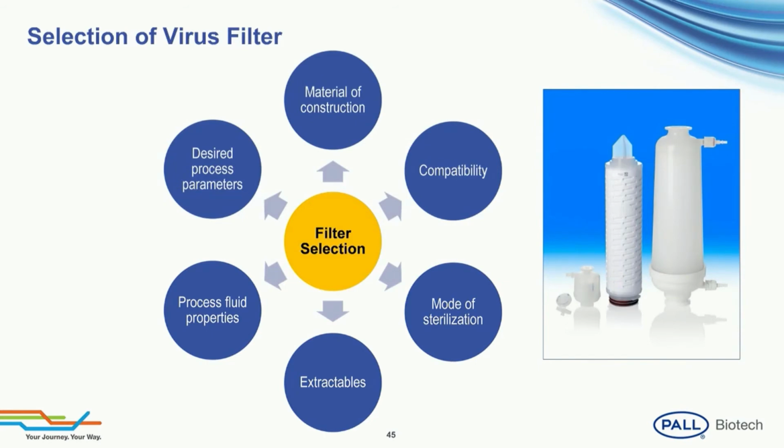Selection of virus filter. Application of quality by design for virus filter starts with selection of a virus filter. Examples of some considerations for virus filter selection are MOC, which is material of construction, compatibility, mode of sterilization, process fluid properties, extractables, desired process parameters, etc. Filter format is also another important consideration. Whether to use a cartridge filter format or a capsule filter format in your process stream would depend on the process stream sterilization requirements.